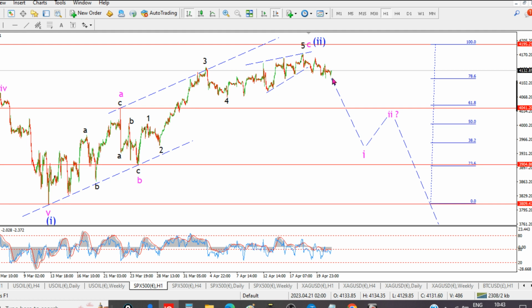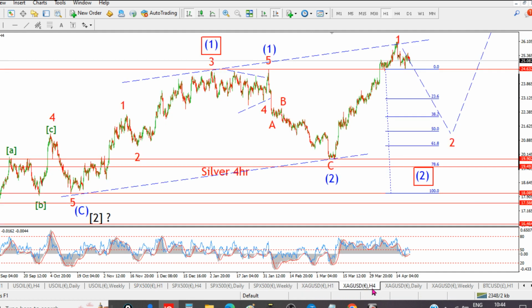So all I can say is, I can say a lot for saying nothing, but all I can say is the overall setup is pining for a decline. We're missing a decline right now. So let's see if the short term gives it to us over the next couple of days. All right, let's move on.